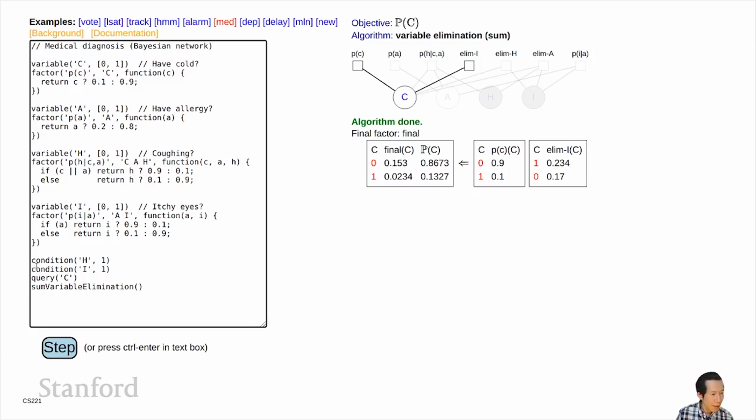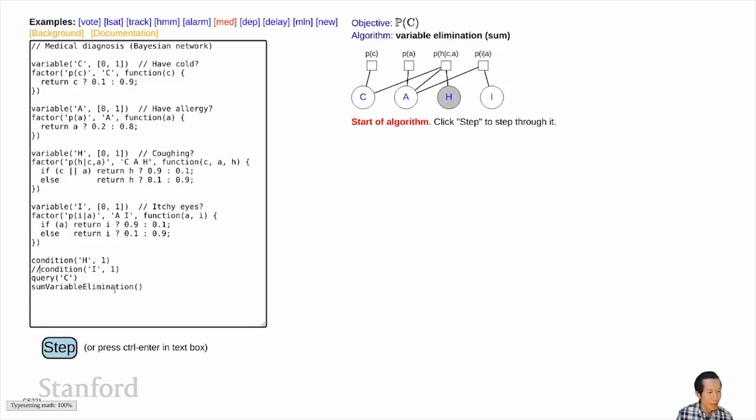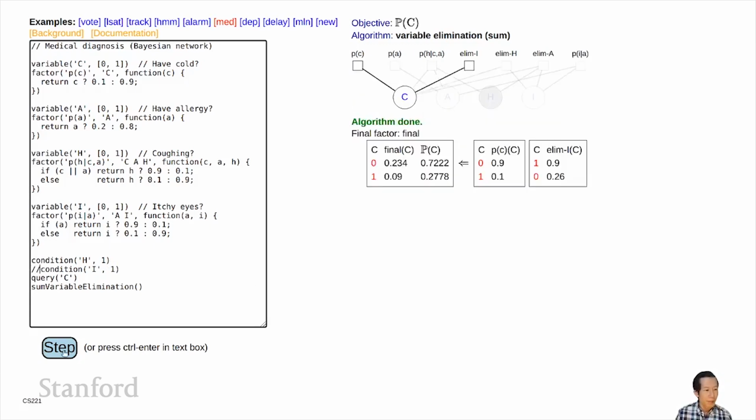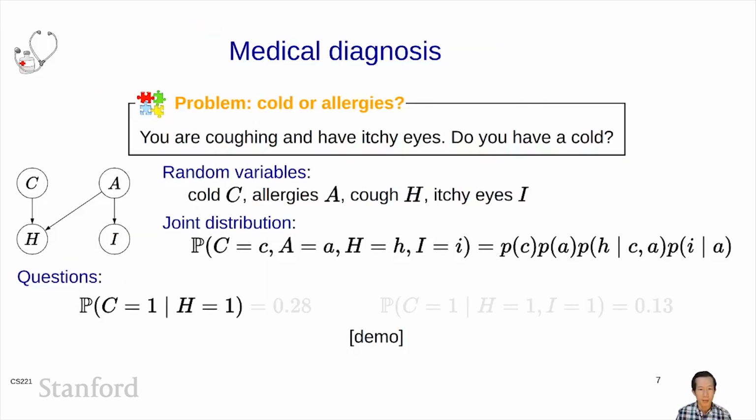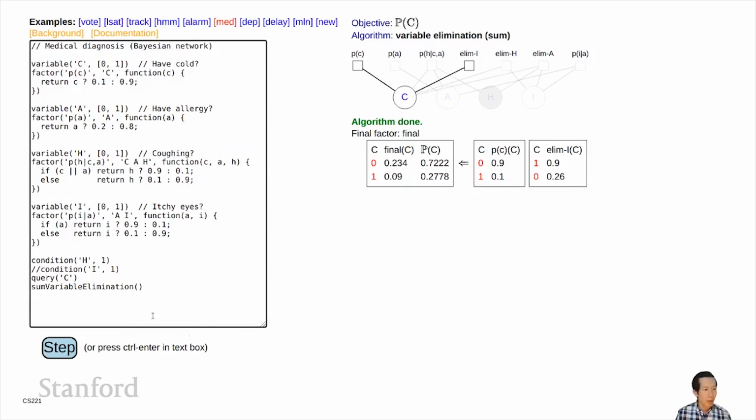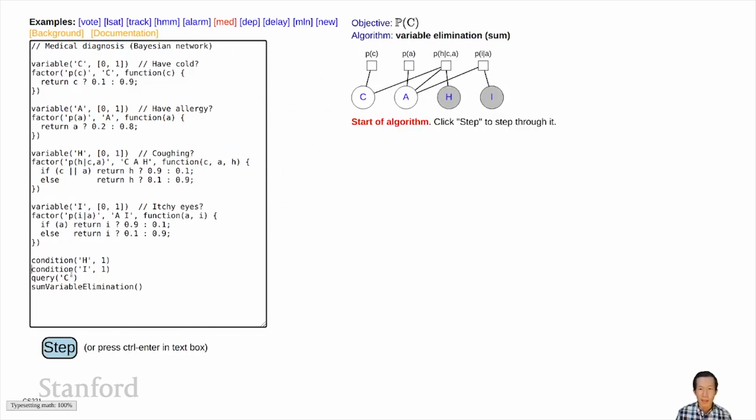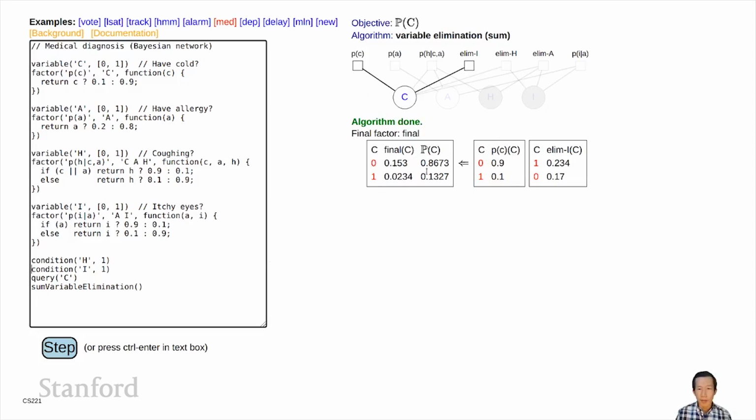Sorry, this I meant to only condition on H equals 1. So let me do that again, and I get 0.28. So I'm going to write 0.2 here. And now, what is the probability when I condition on both H equals 1 and I equals 1? And actually, I already did this, but I'll just do it again. This is going to be 0.13.